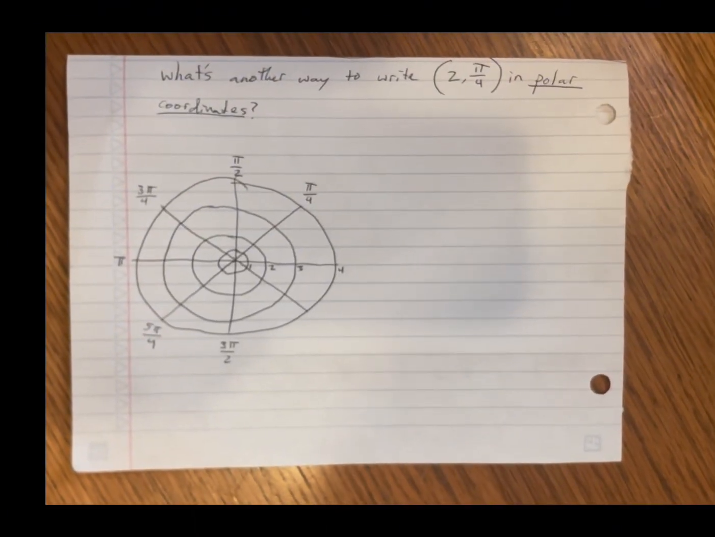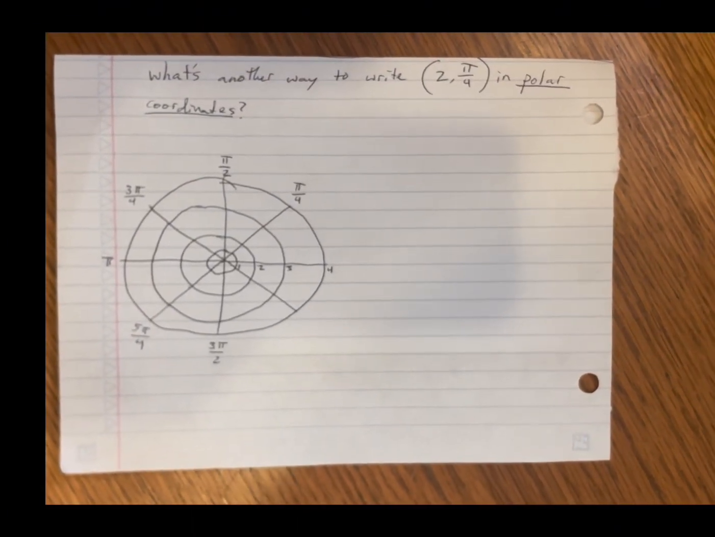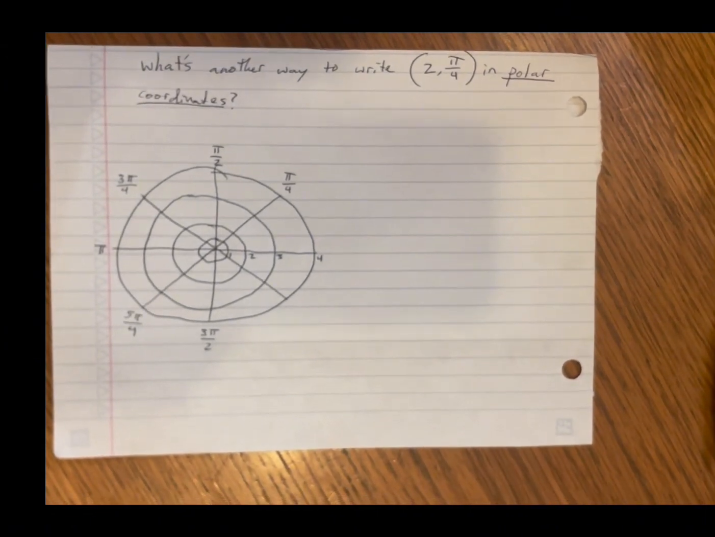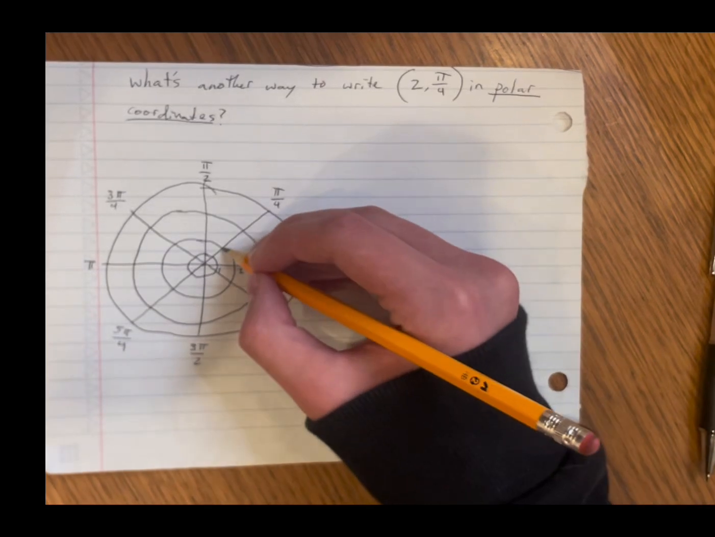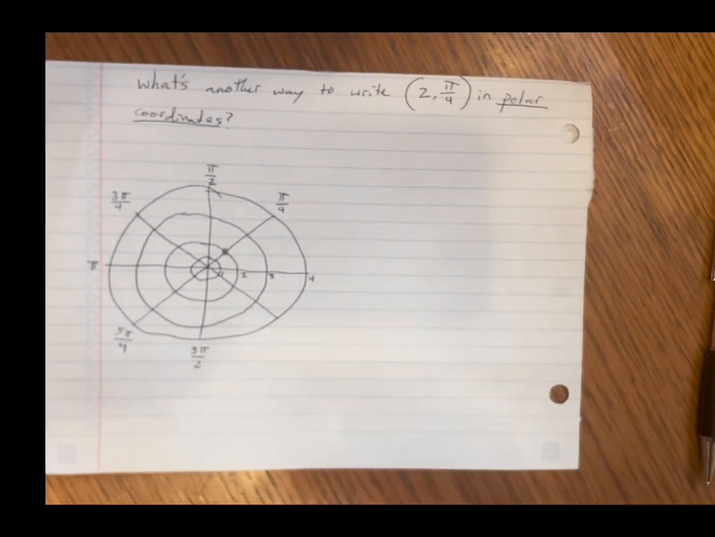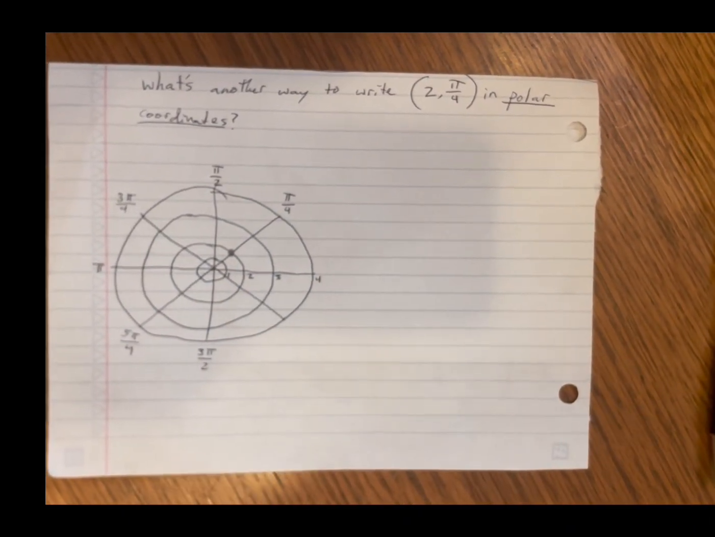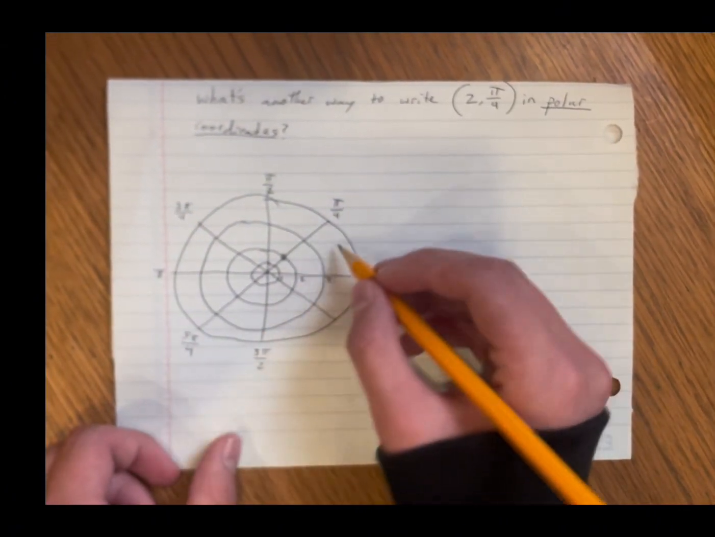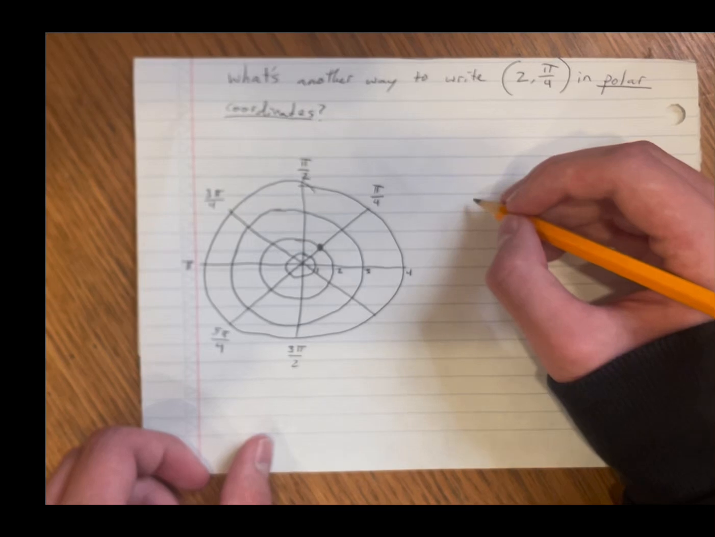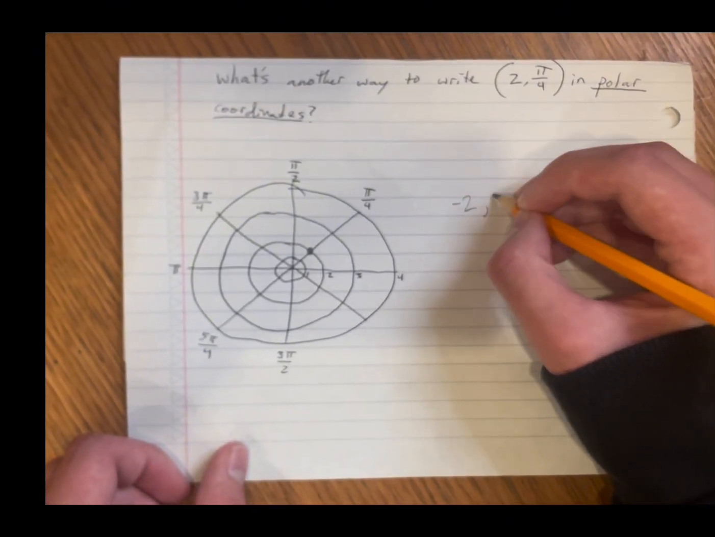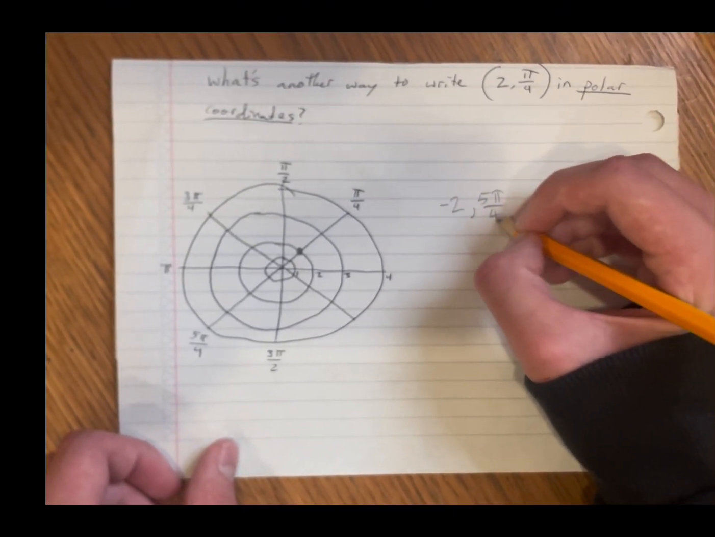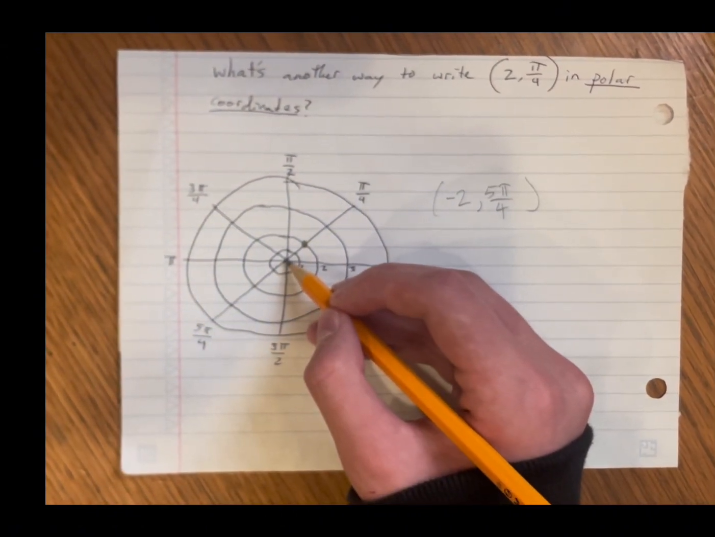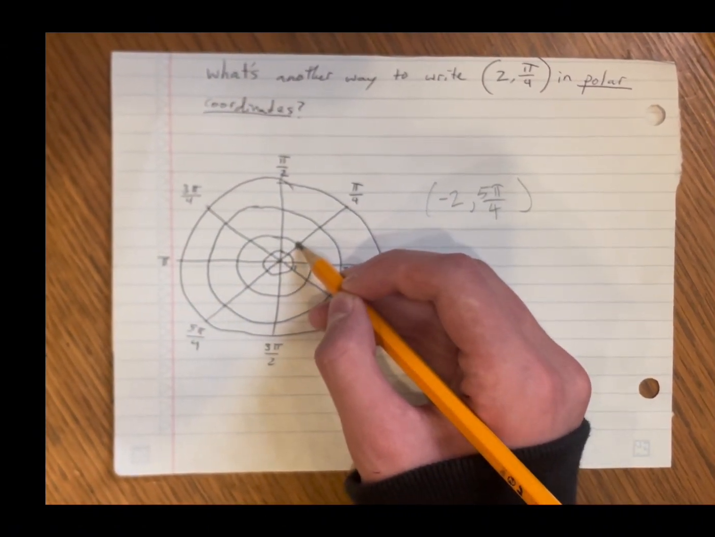So problem 2 is what's another way to write 2 comma pi over 4 in polar coordinates? And so we start at the point here. That's our base point. And then one way to write it is go to 5 pi over 4 directly across. And then if it's negative 2, 5 pi over 4, since it's negative, we go from 5 pi over 4 at the origin and then step back by 2.